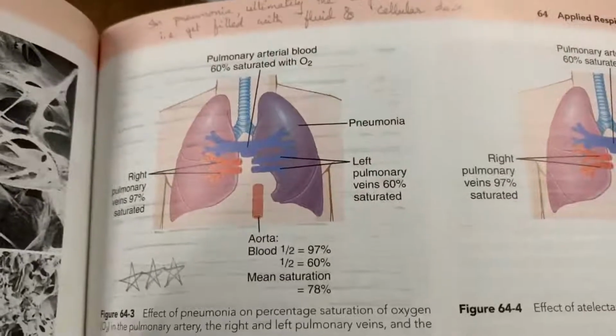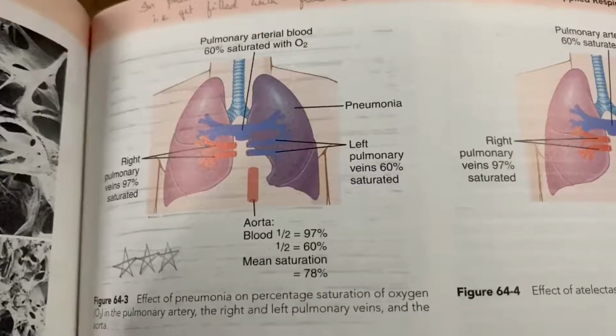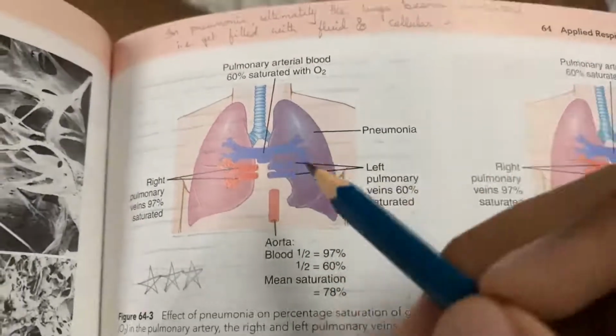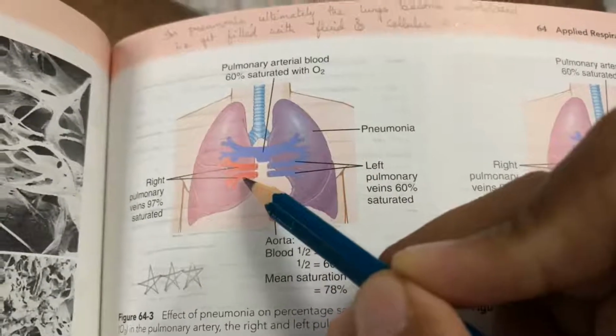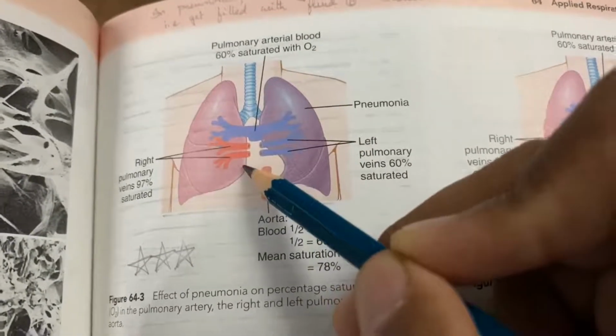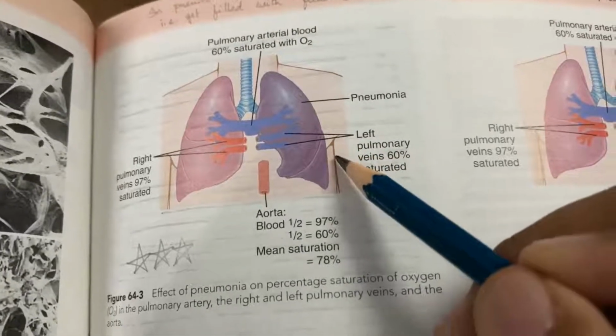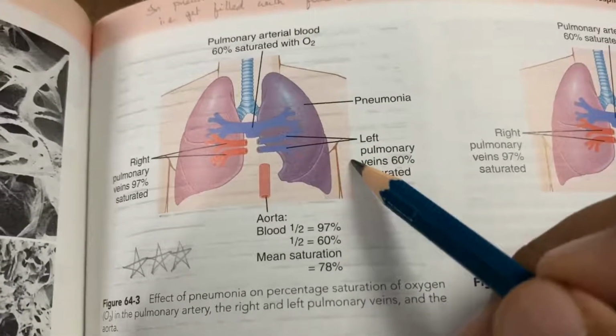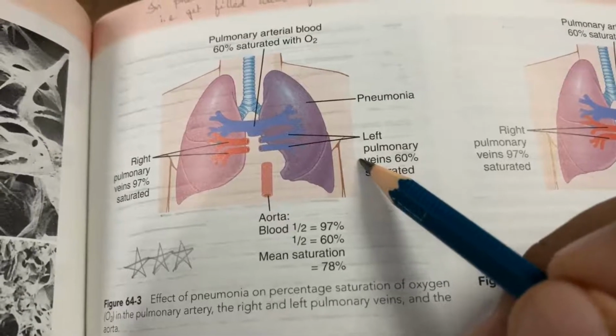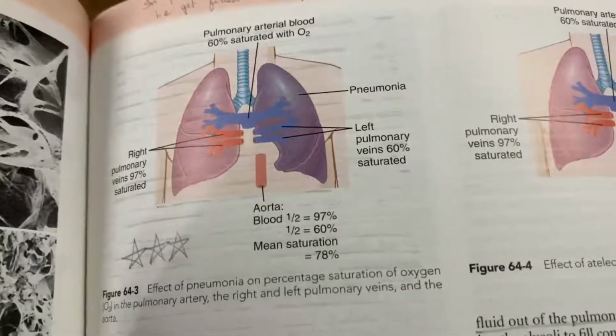So this figure shows the effect of the decreased ventilation perfusion ratio in pneumonia. The blood passing through the aerated lung becomes 97% saturated with oxygen, whereas that passing through the unaerated lung is only about 60% saturated. Okay, so therefore the average saturation of the blood pumped by the left heart into the aorta is only about 78%, which is far below the normal.